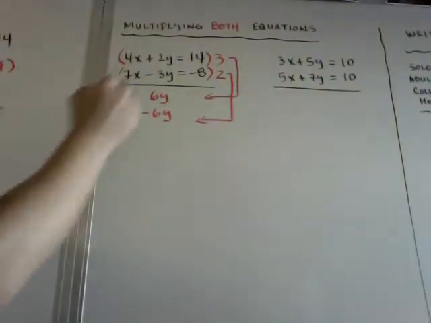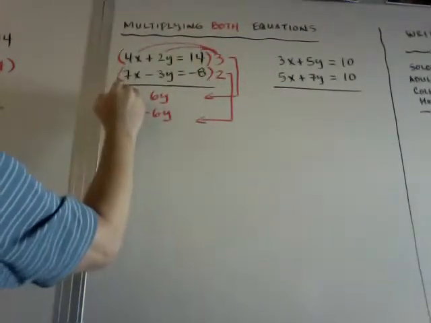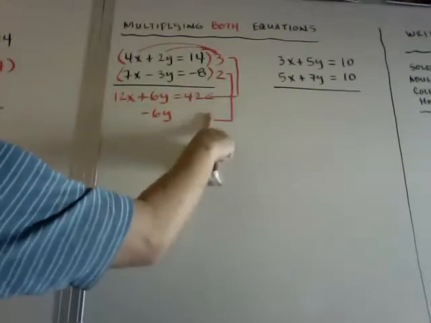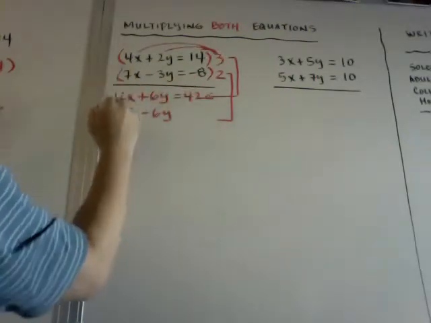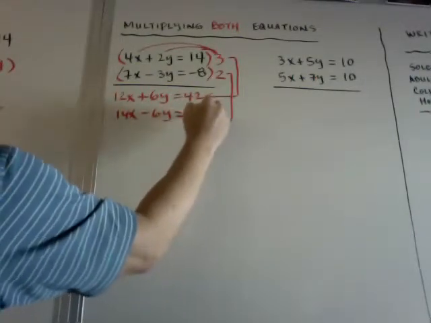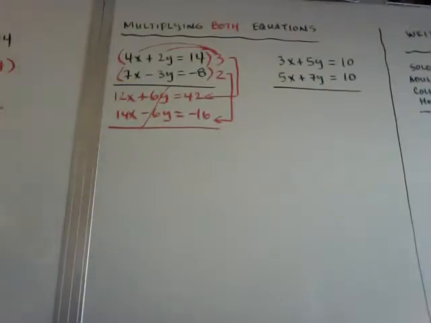Okay, so when I multiply by 3 this way, I'm going to get 12x plus 6y is equal to 42. And I can see it's going to run out of room. And this one I'm going to get 14x minus 6y is equal to negative 16. Okay. And now you can see I eliminate my y's. If you didn't get it, don't worry. I'm going to try to do one more example for you.